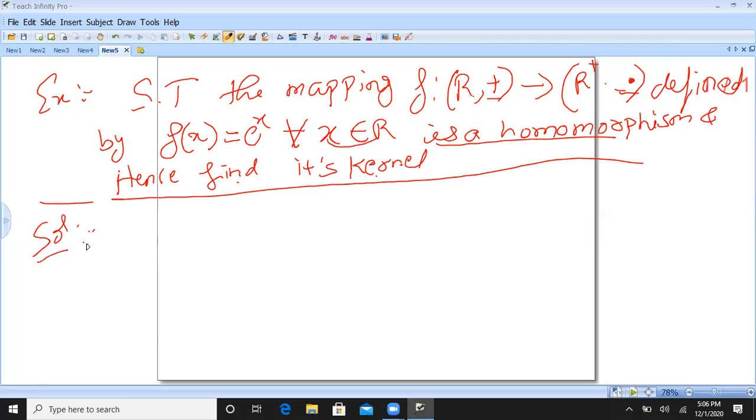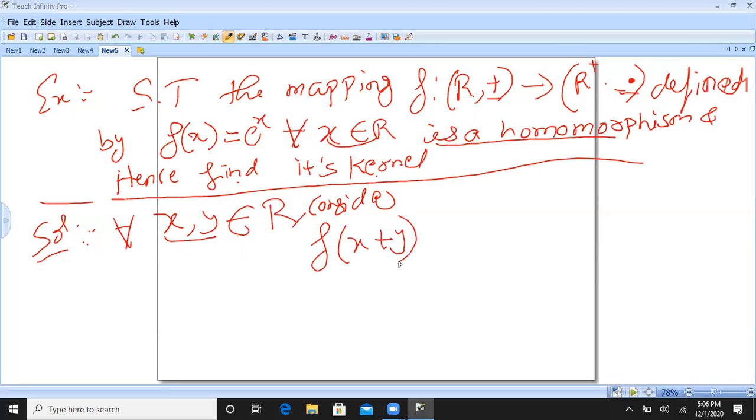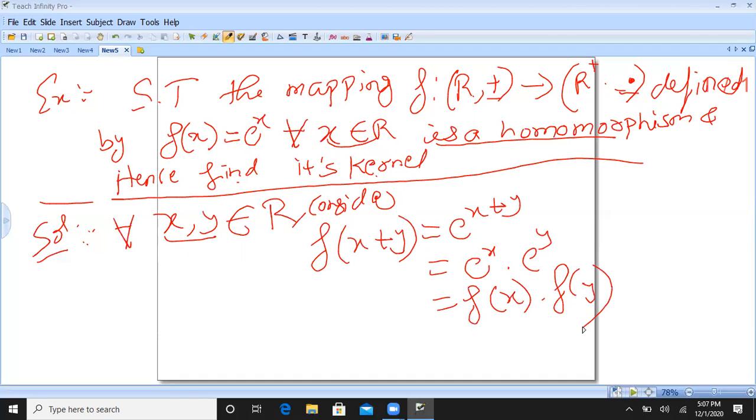So to fill in the solution, we already know that x comma y belongs to R. For all x comma y belongs to R, we are considering two terms here. Therefore, f of x plus y is equal to e raised to x plus y. Therefore, we can write e raised to x into e raised to y, or we can write f of x into f of y. This f is a homomorphism.